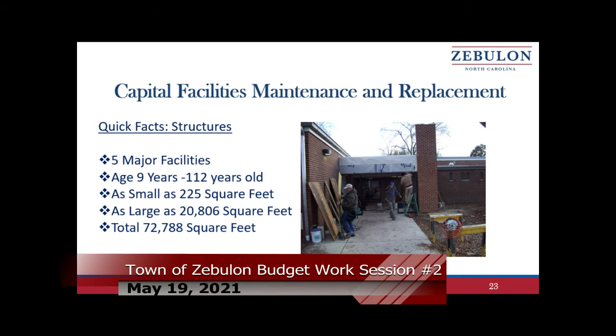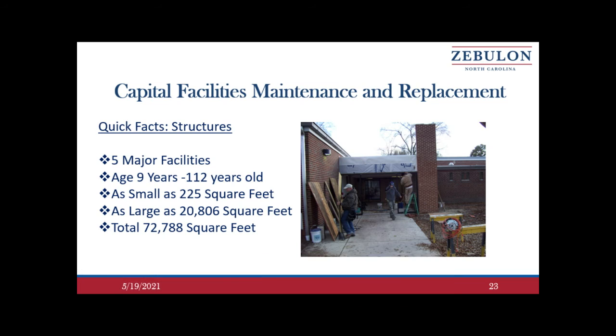This first slide talks a little bit about that transition, that growing up of how our community has grown. Now we're looking at five major facilities: town hall, police, the fire station, the public works facilities, and the community center. They range in age from 9 years old to 112. I don't believe you'd know which one is 9 years old, which is the tot lot. But I've got a pretty good idea which one is the old one, and that's the building we're standing in today.